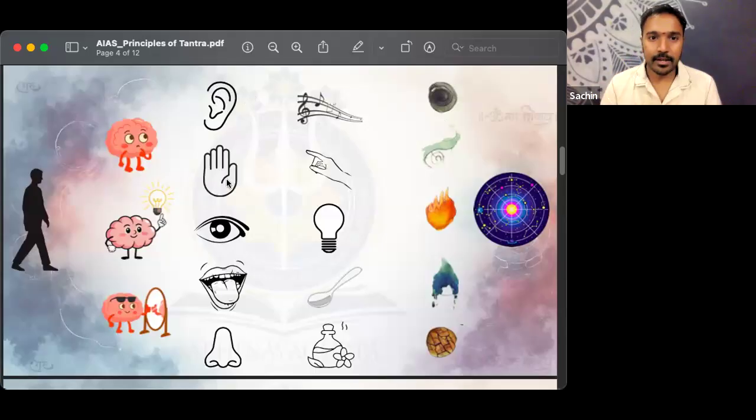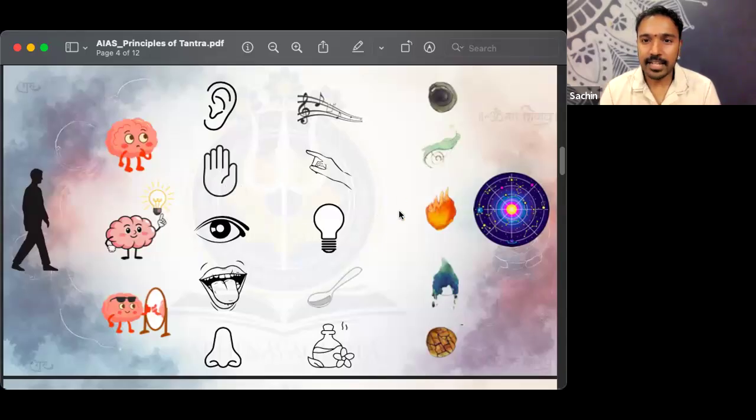Same way, we have the Twakindriya or the Sparshanindriya. And the Bhuta is Vayu. You see, the second one here is Vayu. The subtle state of the Bhuta of Vayu is called Sparshatanmatra. And this Sparshatanmatra, we receive it through Twakindriya or the skin. Through the skin, whatever we touch and identify, or the data which we take through skin, is Sparshatanmatra, which is the subtle form of the Bhuta of Vayu.